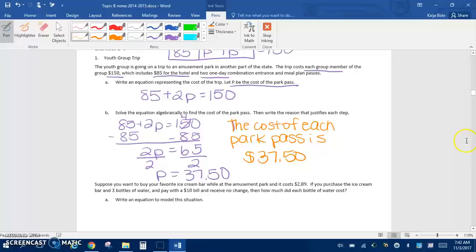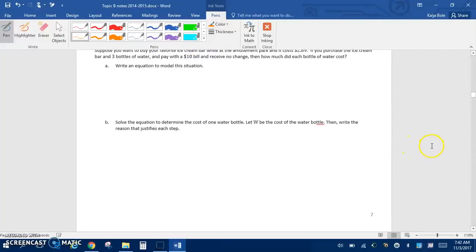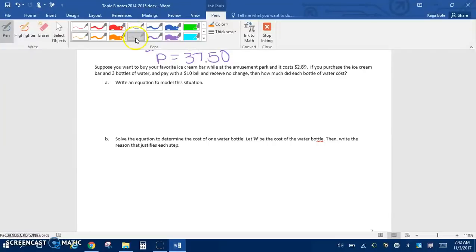Alright, so that's number 1. The next one says, suppose you want to buy your favorite ice cream bar while at the amusement park and it costs $2.89. If you purchase the ice cream bar and 3 bottles of water and pay with a $10 bill and receive no change, how much did each bottle of water cost? So first it says to write an equation. So we're going to write down first what we're comparing. So first we have ice cream. And we know that the ice cream costs $2.89, so we don't need a variable for that. But then for water, we don't know the cost of the water, so we're going to call it W.